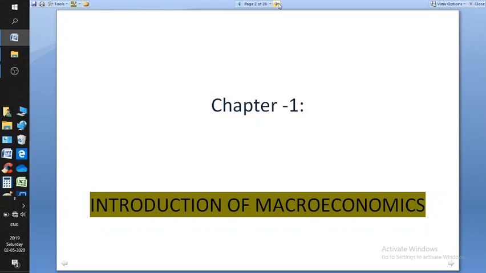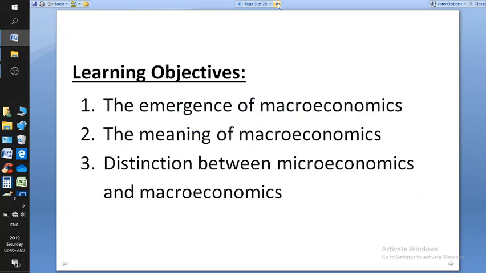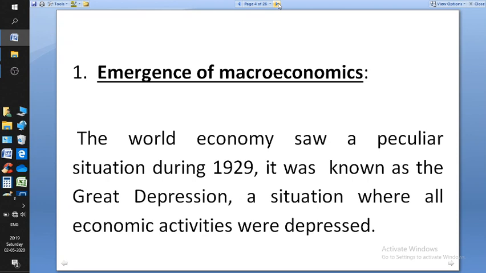At the end of this session, you'll be able to learn the emergence or the origin of macroeconomics, the meaning of macroeconomics, and the distinction between microeconomics and macroeconomics. First, the emergence of macroeconomics.